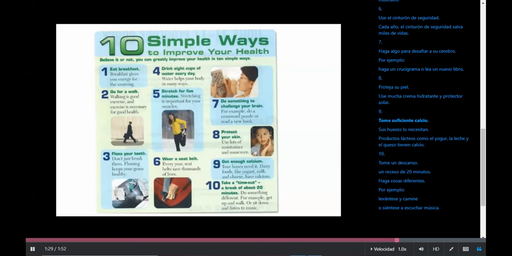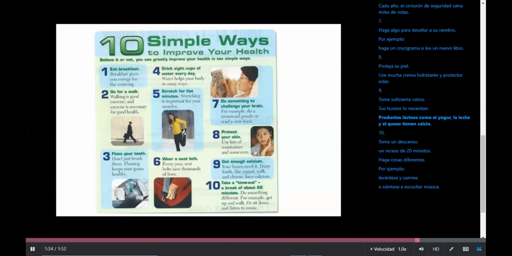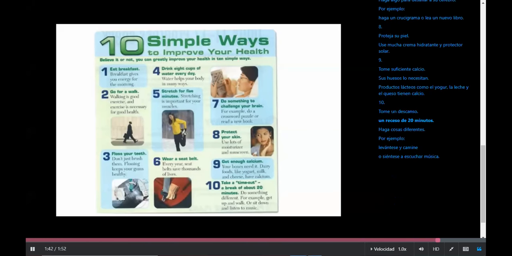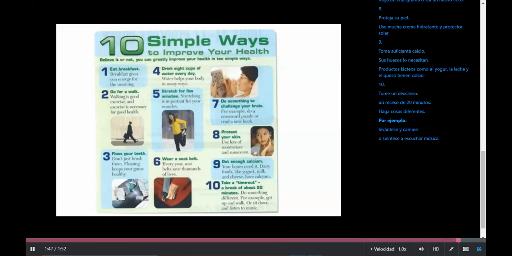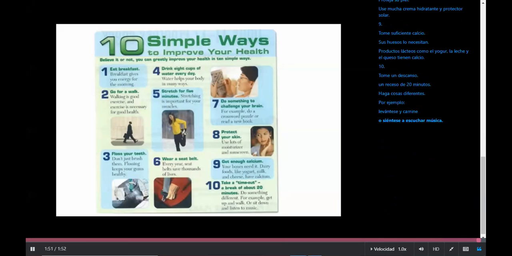9. Get enough calcium. Your bones need it. Dairy foods, like yogurt, milk, and cheese, have calcium. 10. Take a time out, a break of about 20 minutes. Do something different. For example, get up and walk, or sit down and listen to music.